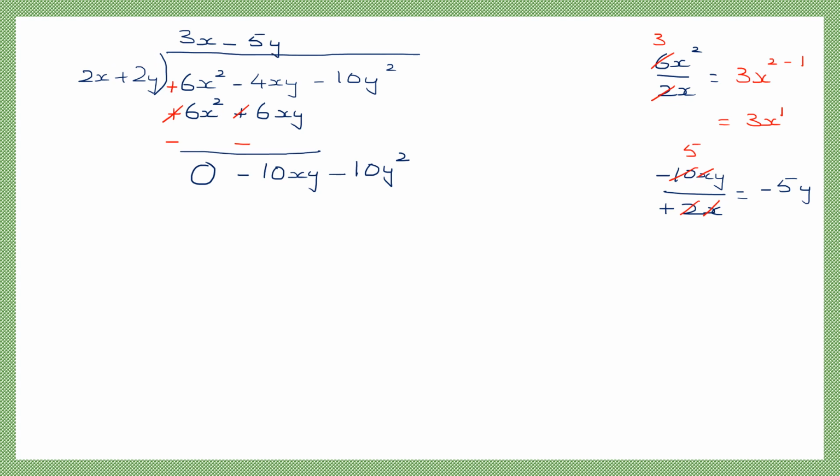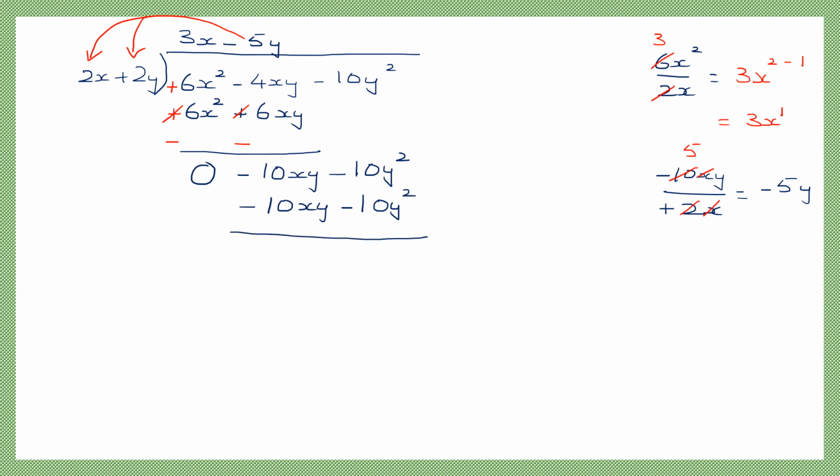Now I need to multiply minus 5y into 2x first. Minus into plus is minus. 5 2s are 10. X into y is xy. Now I need to multiply minus 5y into plus 2y. Minus into plus is minus. 5 2s are 10. Y into y is y squared. So now we finish this.